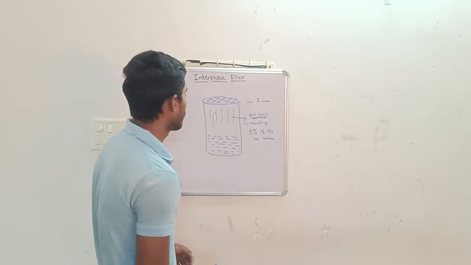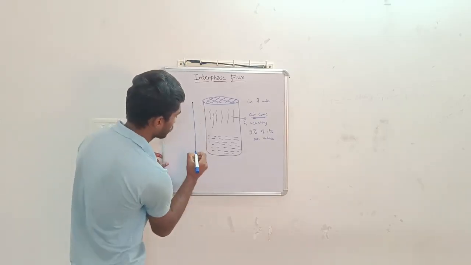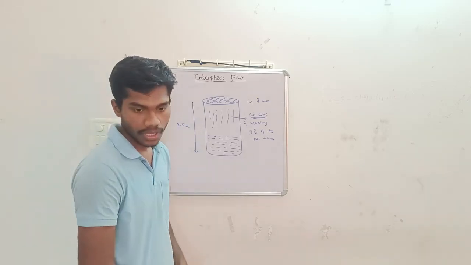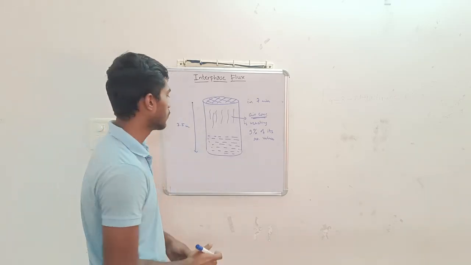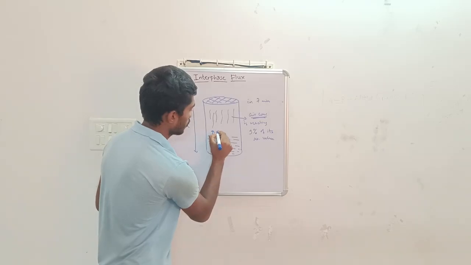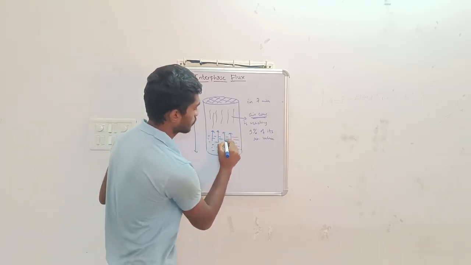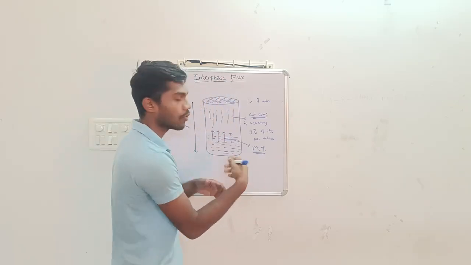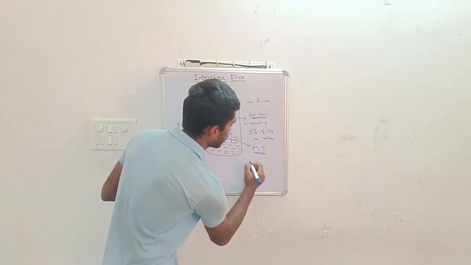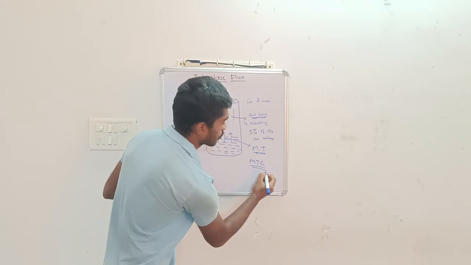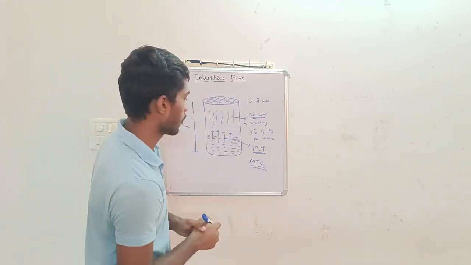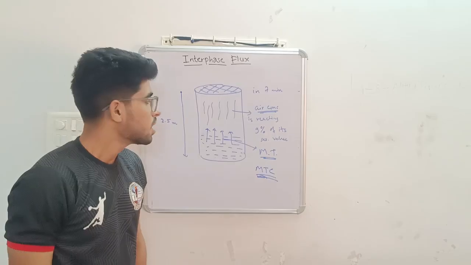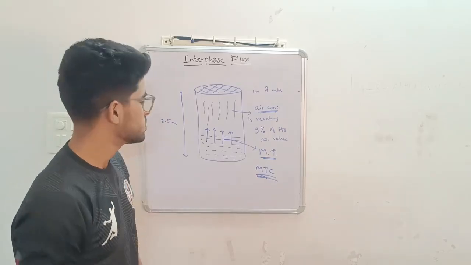The height of this cylinder is 2.5 meters, and we have to calculate the mass transfer coefficient. Here mass transfer is occurring, and we have to calculate the mass transfer coefficient, that is MTC. So this question requires calculating MTC. Now moving towards the solution part of this question.